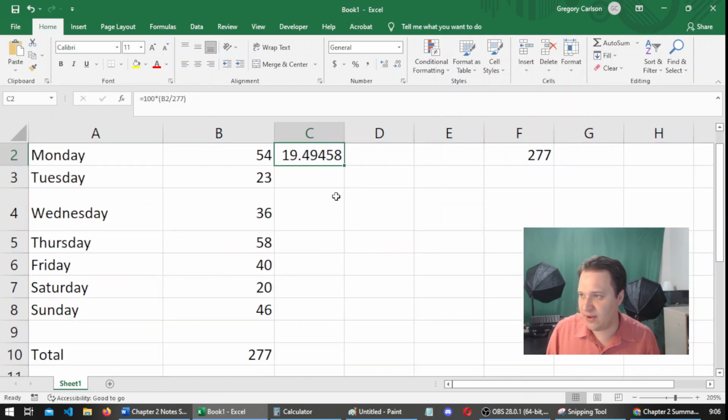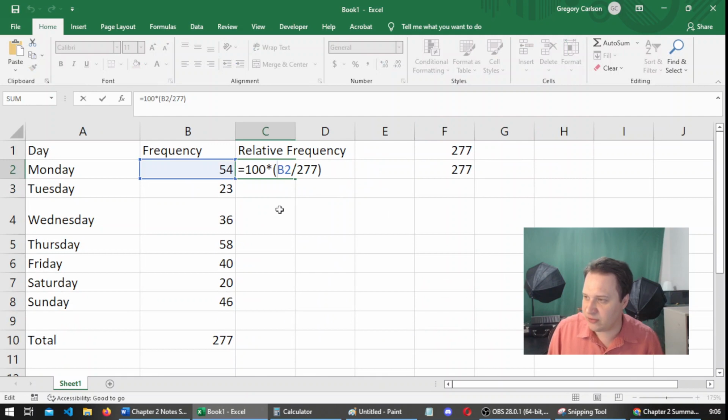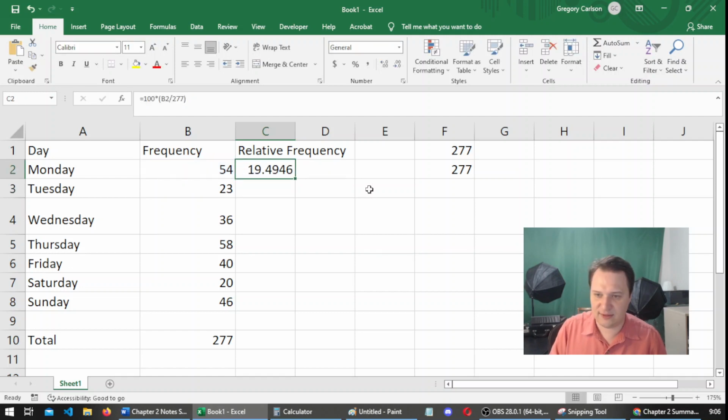Please let me know if you have any questions. Oh, I can't make it any bigger. Please let me know if you have any questions about the, oh, there it is. Please let me know if you have any questions about the formula: 100 times B2 over 277. Boom, there's my percentage, 19.49.